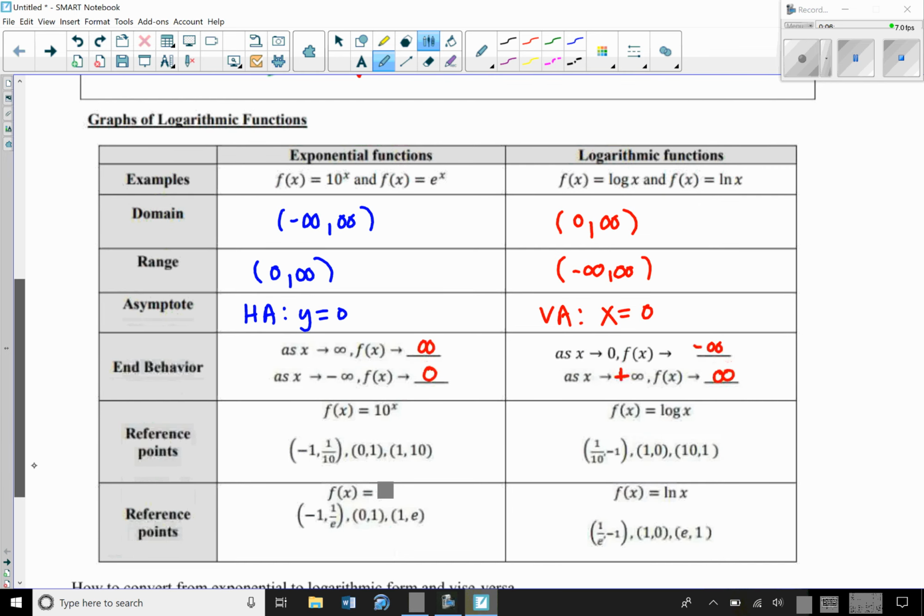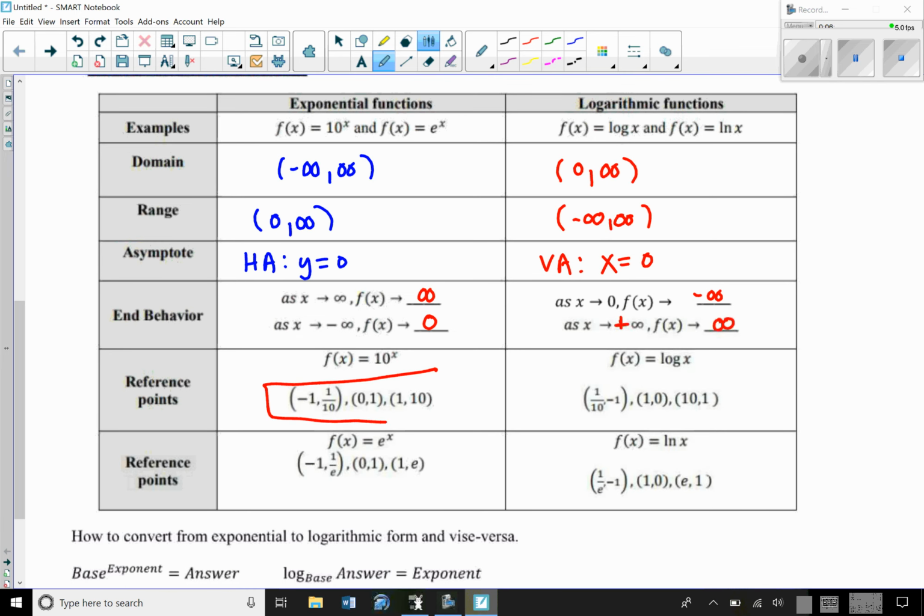So we've already talked about these reference points, and again, because the log is the inverse, those are going to switch the x and y values. So that's a way that you can help graph your logarithmic functions.